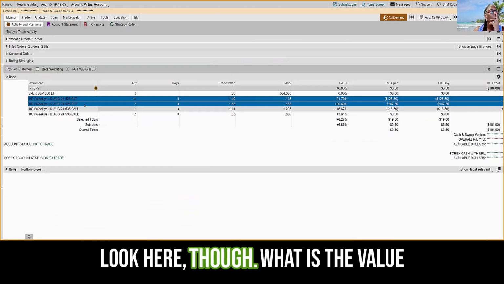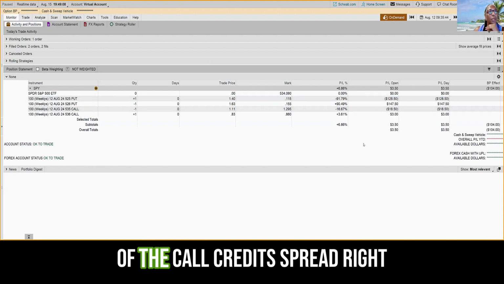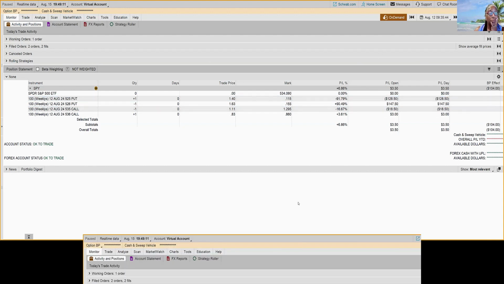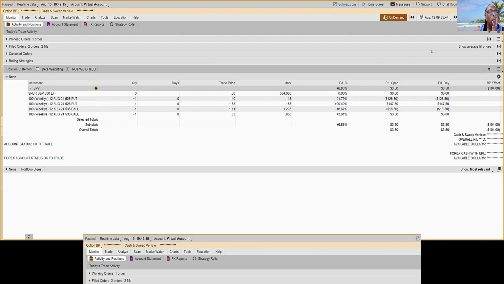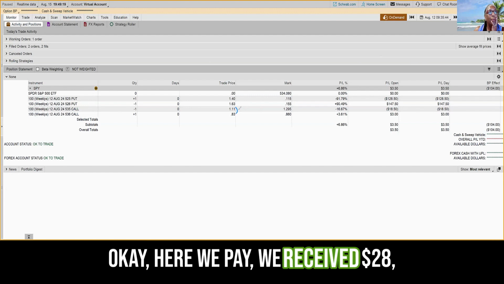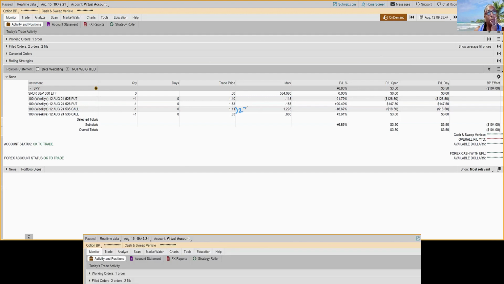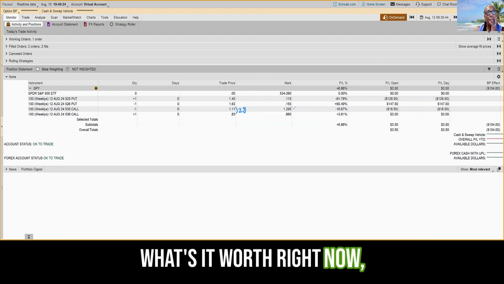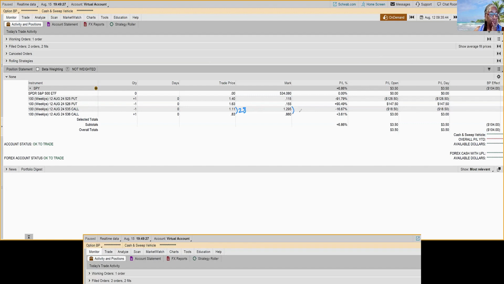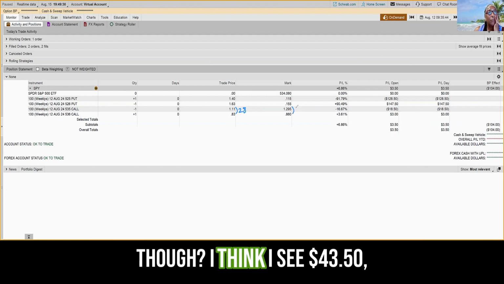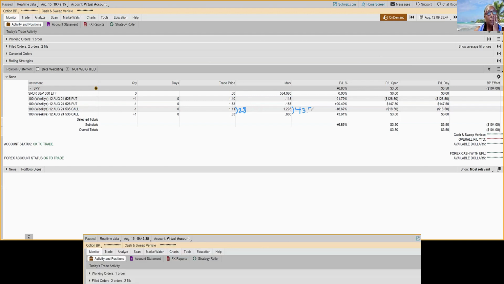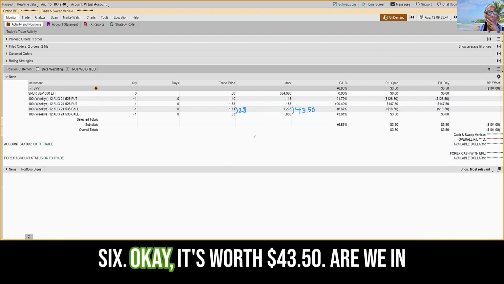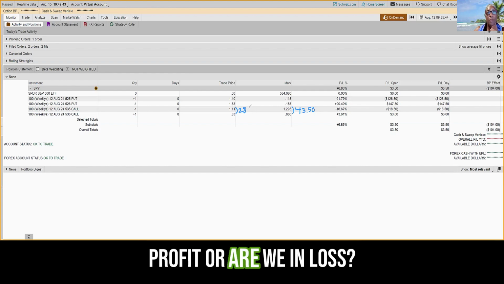Now let's look here though. What is the value of the call credit spread right now? What is the value of the call credit spread? Okay, here we received $28. What's it worth right now though? I think I see 43.50. Is it 43.50? Yep, it is, because that's a 9 and a 6. Okay. It's worth 43.50. Are we in profit or are we in loss?